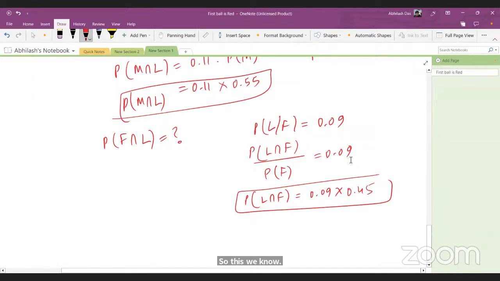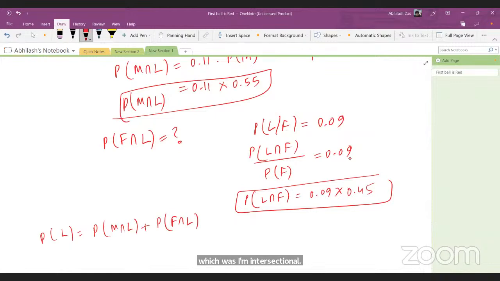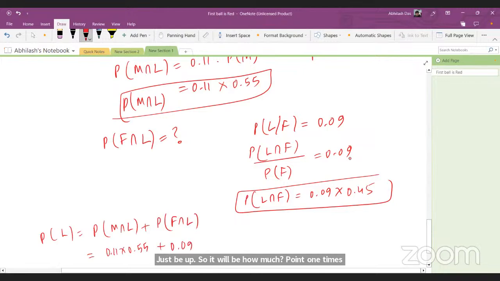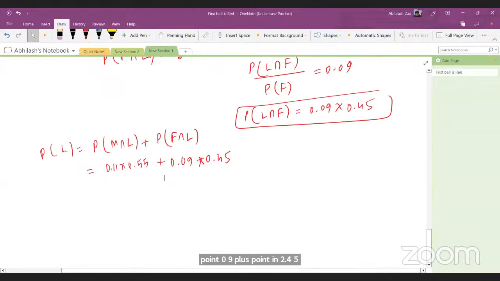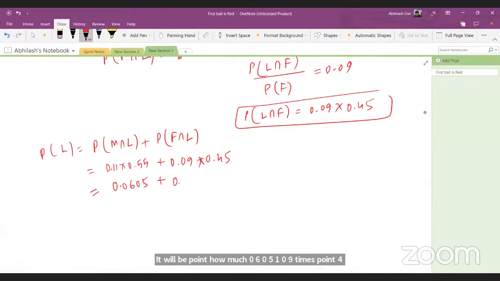So from here, can I write P of L, which is P of M intersection L plus P of F intersection L. So it will be how much? 0.11 times 0.55 plus 0.09 times 0.45. So how much will it come? It will be 0.0605. 0.09 times 0.45 will give you 0.0405. So if you add them, you'll get 0.101.